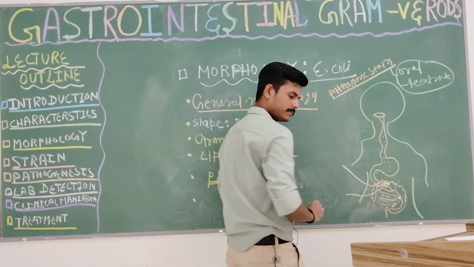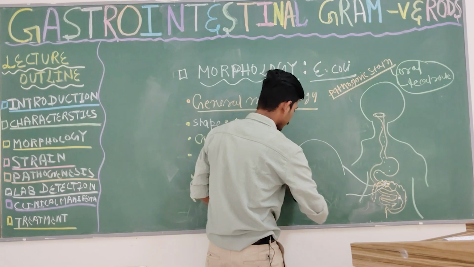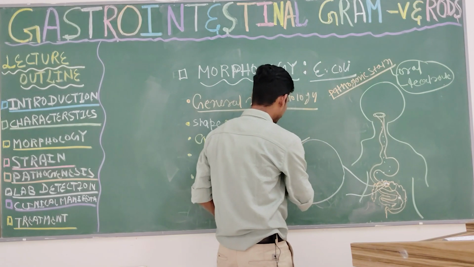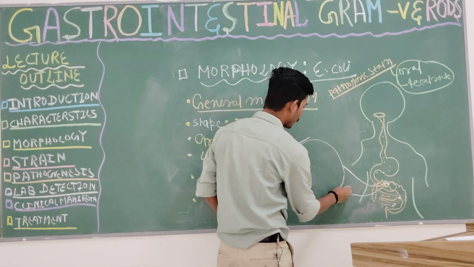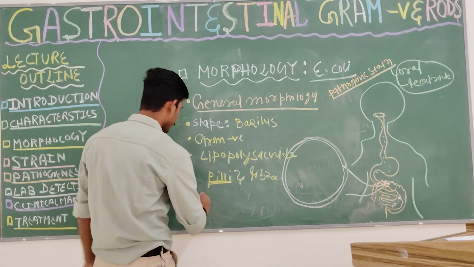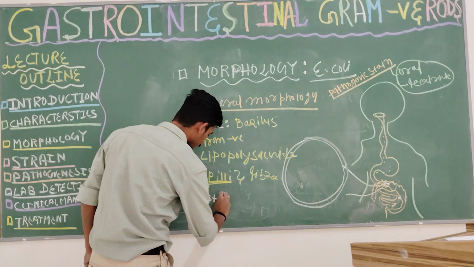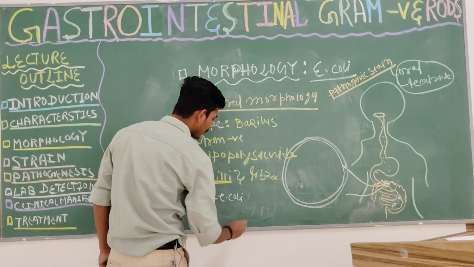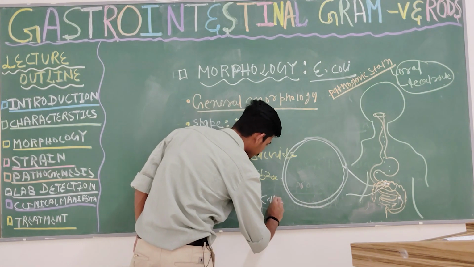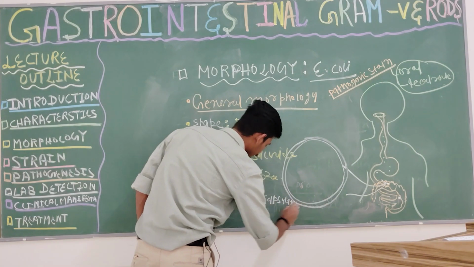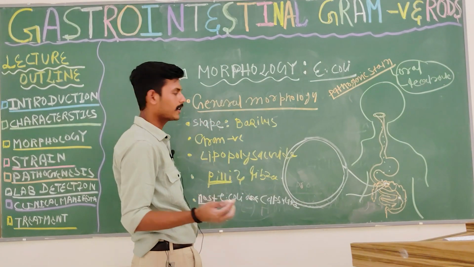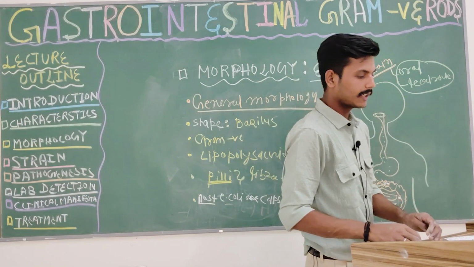Since it is a gram-negative rod, fine. Most E. coli are capsulated. Write it down. But certain ones are also non-capsulated. So most E. coli are capsulated, and there are certain types where the capsule is absent. Fine.